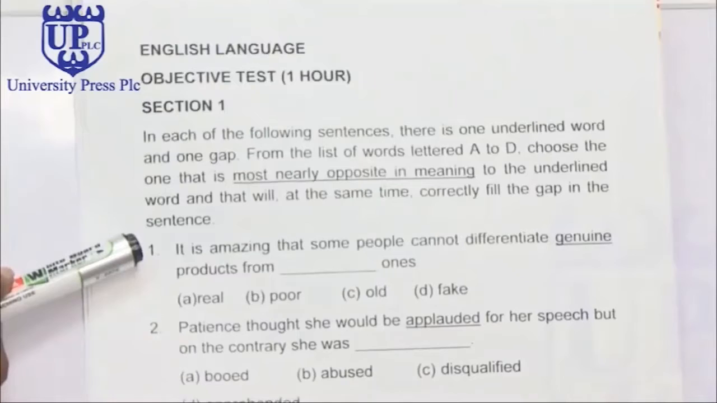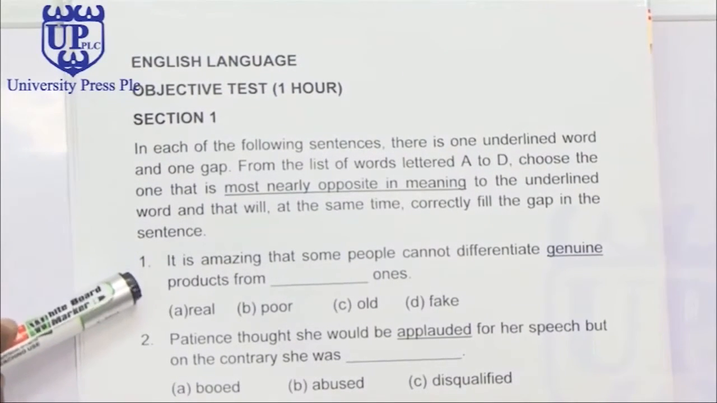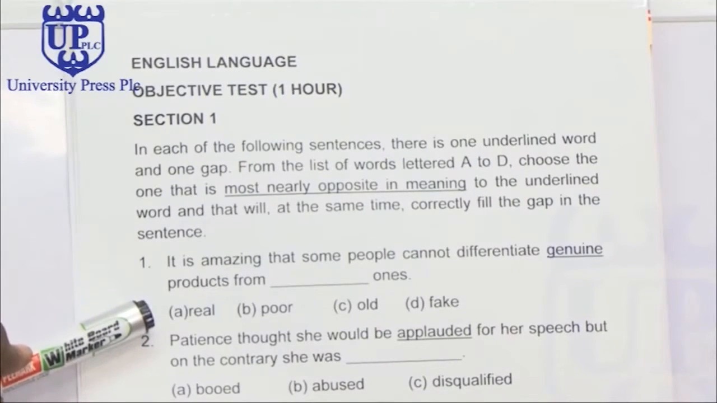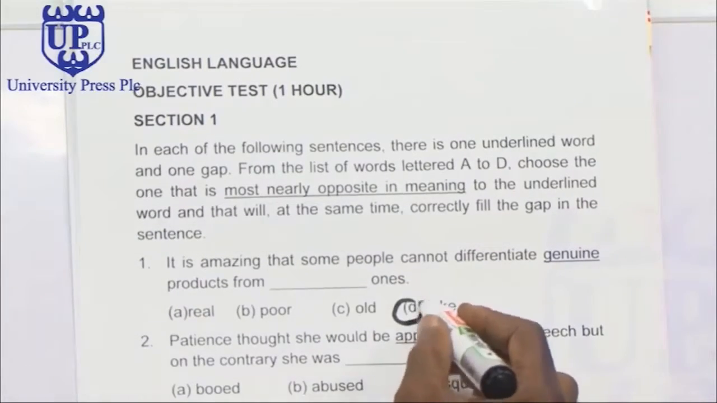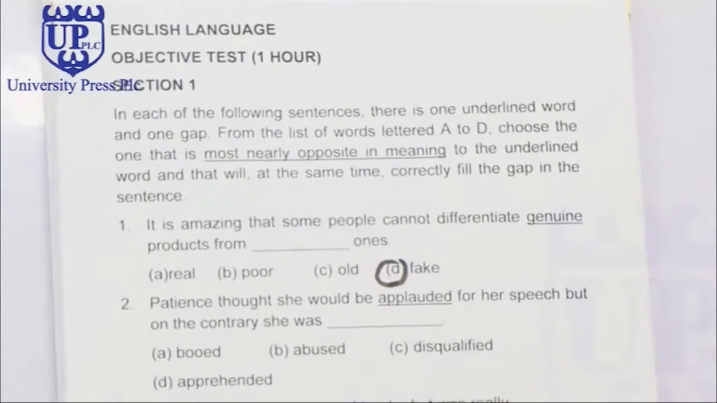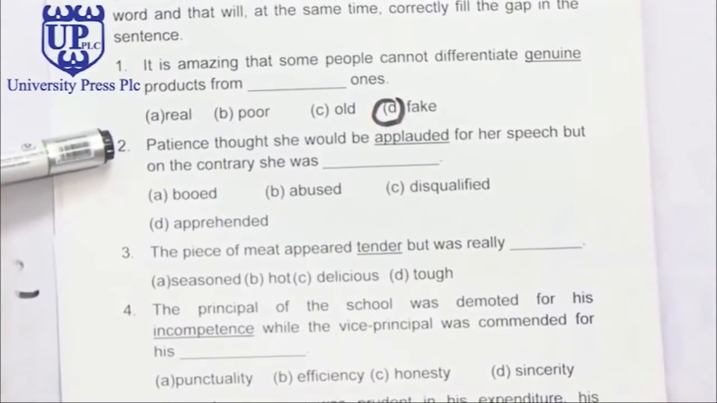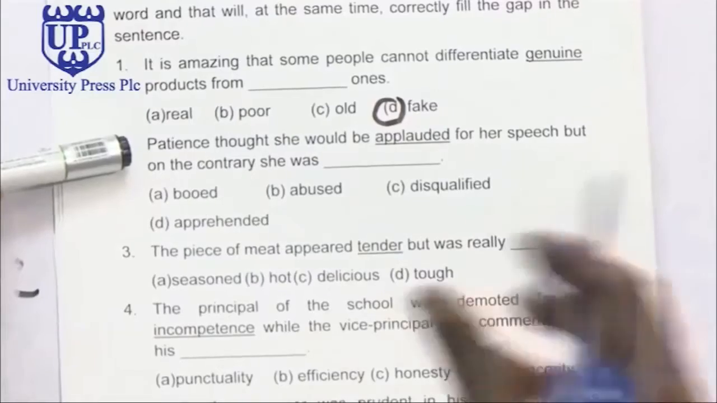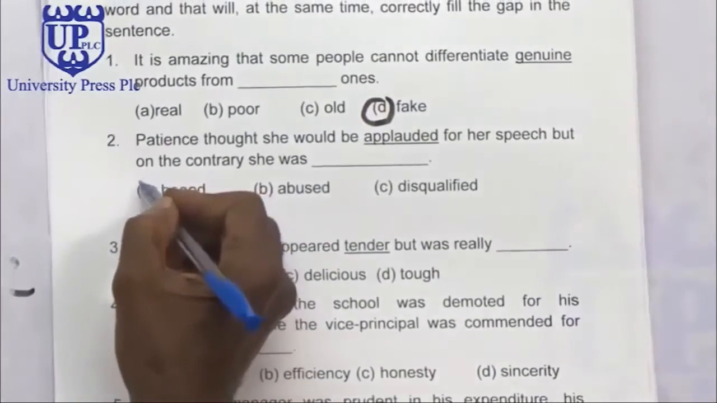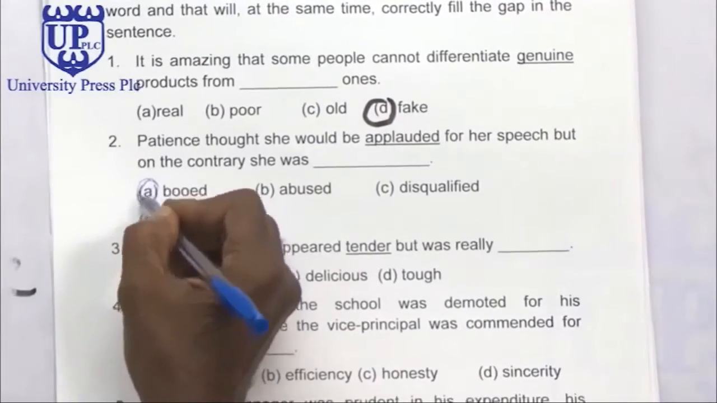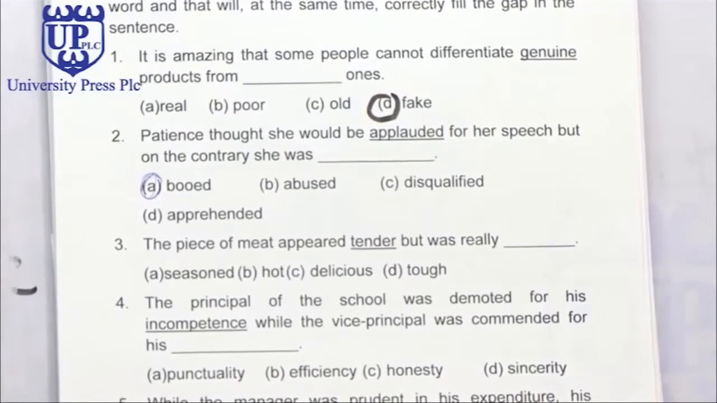It's amazing that some people cannot differentiate genuine products, genuine, from the opposite. There will be fake. Genuine, fake. So number 2: the patient thought she would be applauded for her speech, but on the contrary, she was dash. Applauded, hailed? Not so, she was booed. That is the answer: booed. She was booed. Remember, the present tense is boo. To boo somebody is to shout somebody down.